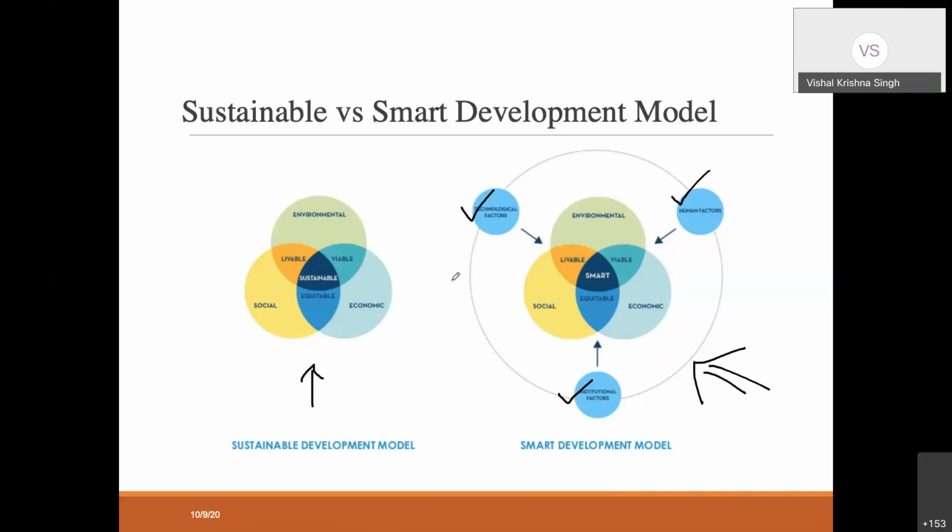So you can develop a technology, you can develop a smart transportation system, a smart waste management system, a smart water management system, but then again the end users have to know the importance of that. So because of that, all these technological factors, the institutional factors, and the human factors are to be introduced in order to make the sustainable development model a smart model.